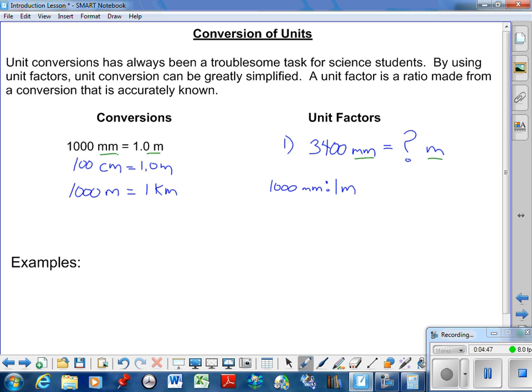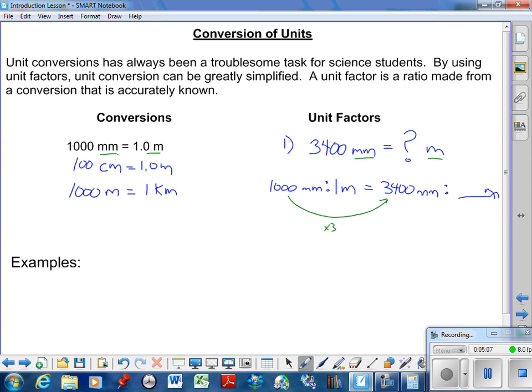So this is ratios back from grade 9. And that's going to equal, I'm going to keep my millimeters lined up, 3,400 millimeters to how many meters? Okay, so the question is, what's my multiplication factor? How do I go from 1,000 to 3.4?